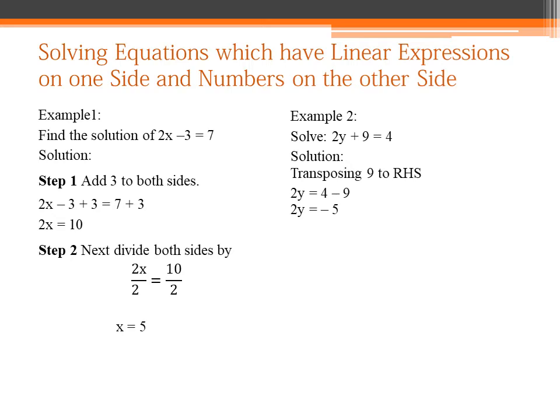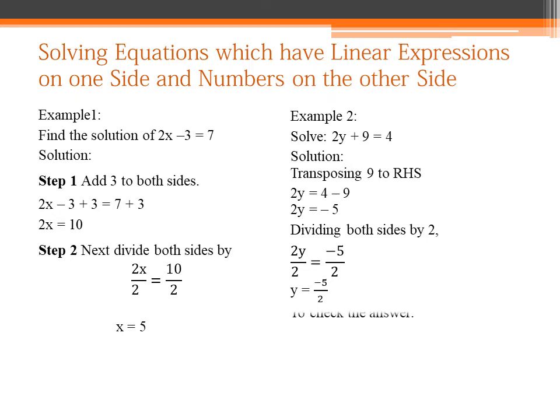Now, we have to isolate y. Therefore, what we need to do? We have to divide both sides by 2. Therefore, this becomes y is equal to negative 5 by 2. Therefore, the solution of the equation is y is equal to negative 5 by 2.